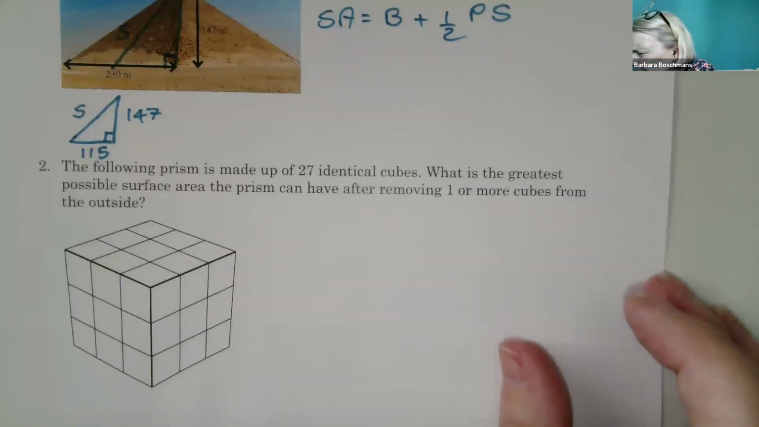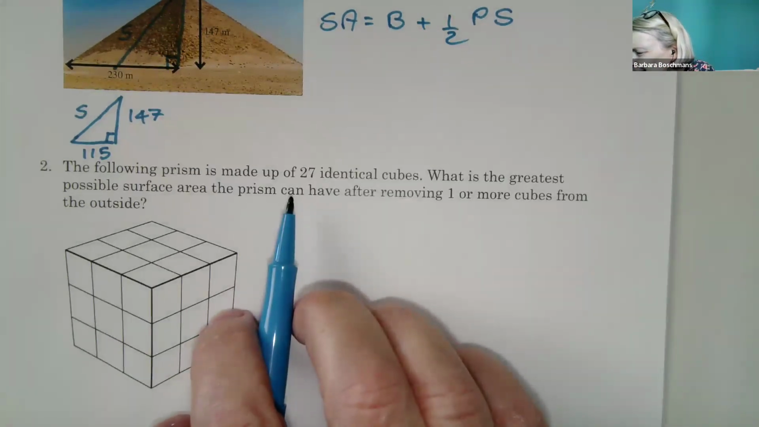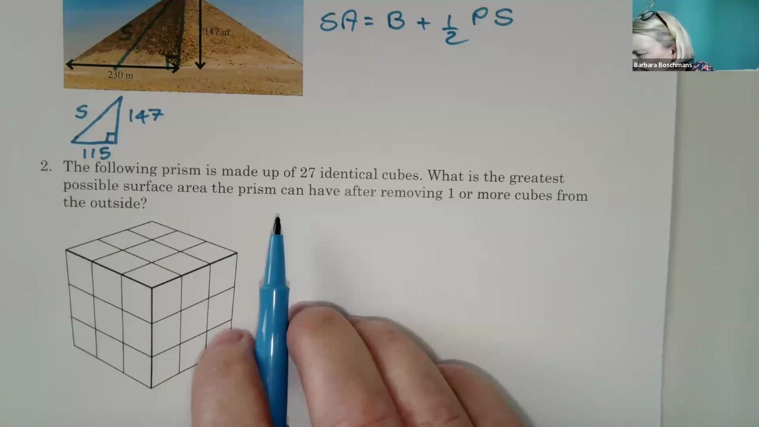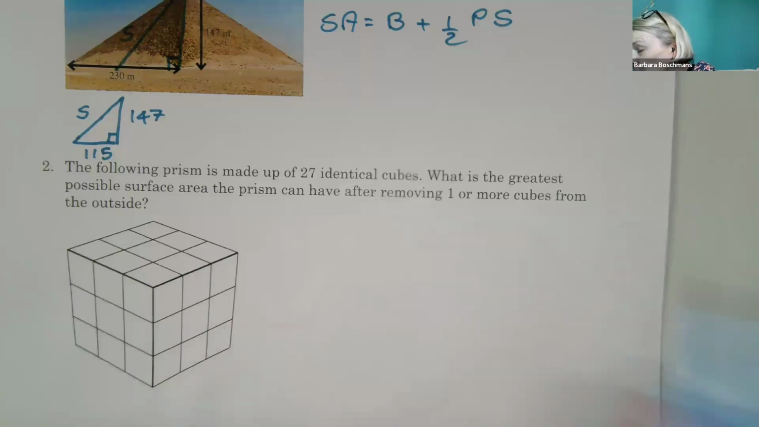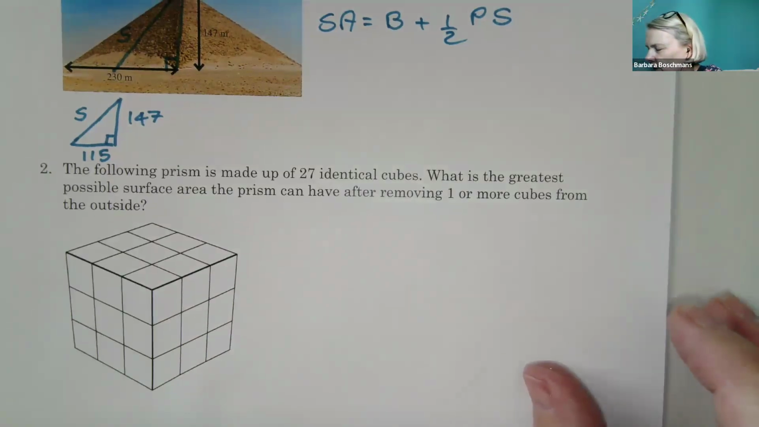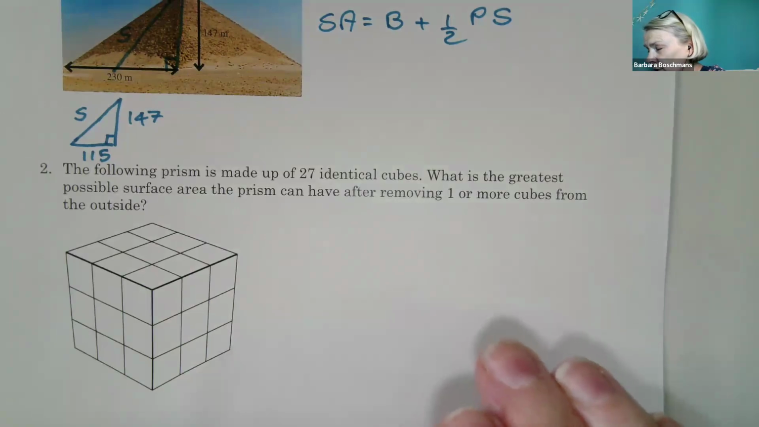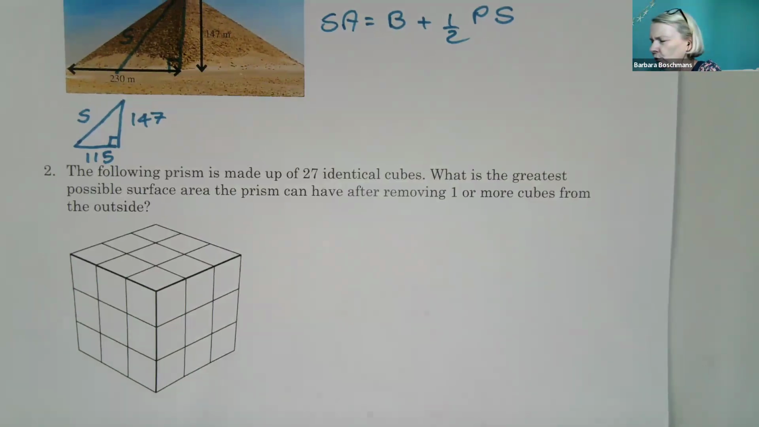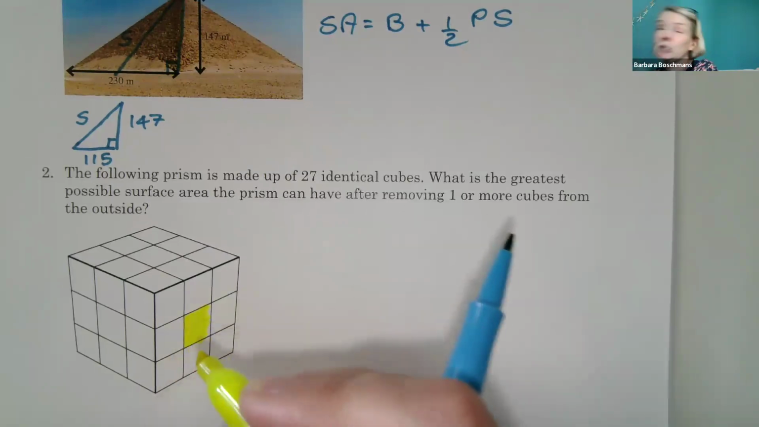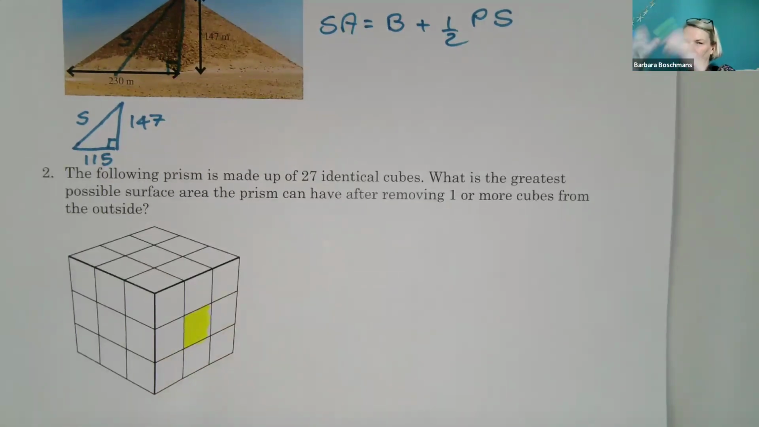Okay. The following prism is made up of 27 identical cubes. What is the greatest possible surface area prism you have after removing one or more cubes from the outside? So we've got the surface area of this cube. It's a 3 by 3 by 3. And now you have different choices, right? You can remove, I assumed you could remove this so it wouldn't fall apart. Like, think of them sticking together, I guess.